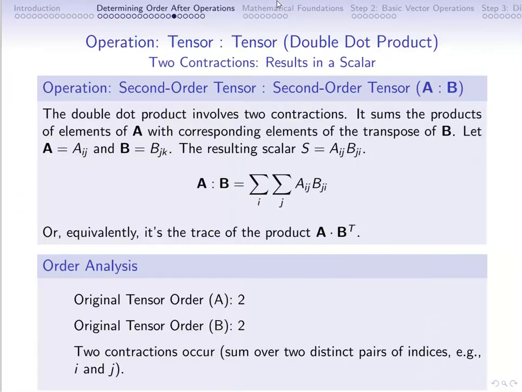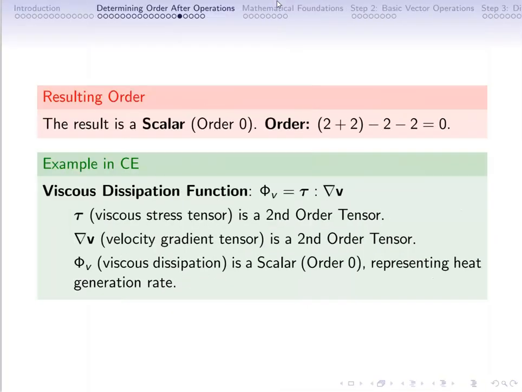Now tensor operation. So tensor A double dot B, the double dot product. For that, the tensor order is 2, and because of the double dot product, we have to take minus 4. So 2 plus 2 minus 4, that is 0. So that will give a scalar. So the result is a scalar, order 0. So 2 plus 2 minus 2 minus 2, that is 0. So 2 plus 2 minus 4 is equal to 0. So that is the resulting order.